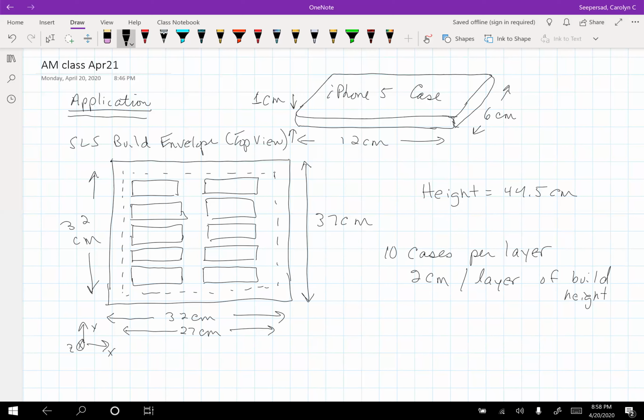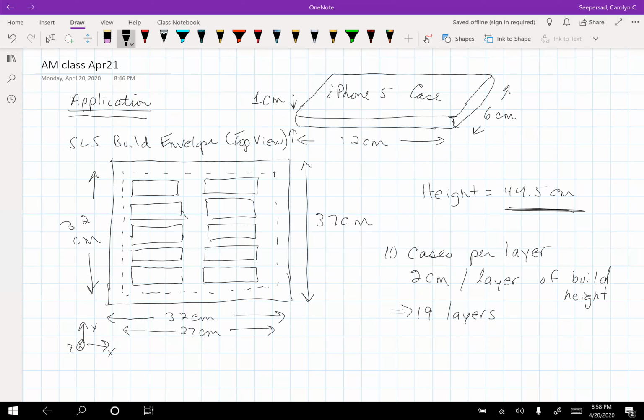So if that's the case, and we have 44.5 centimeters of height that we can work with, we need to subtract 5 centimeters of that so that we have an inch on the top and an inch on the bottom that goes unbuilt, which leaves us with 39.5 centimeters. And if we need 2 centimeters per layer, then that implies that we can do 19 layers.